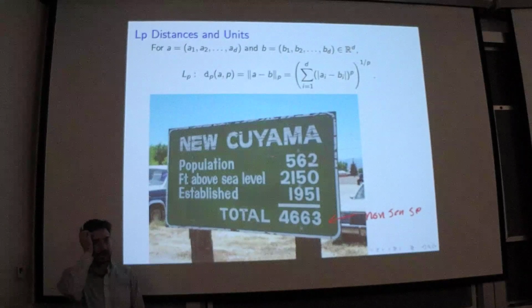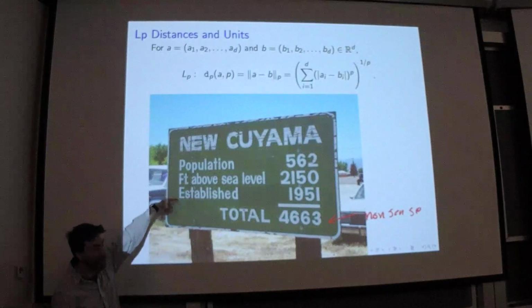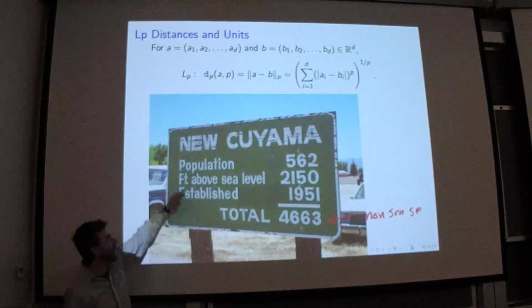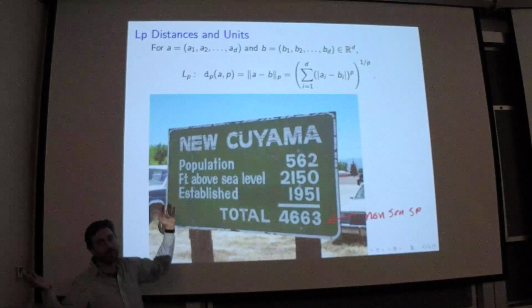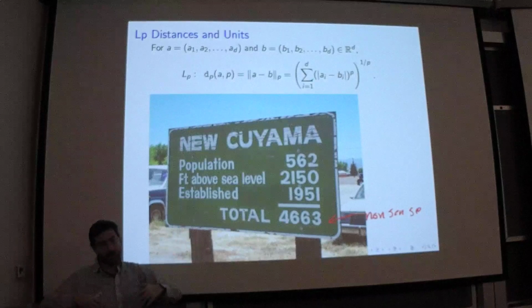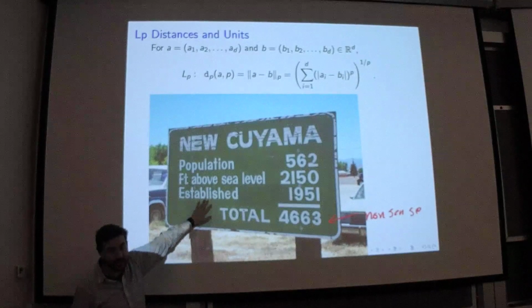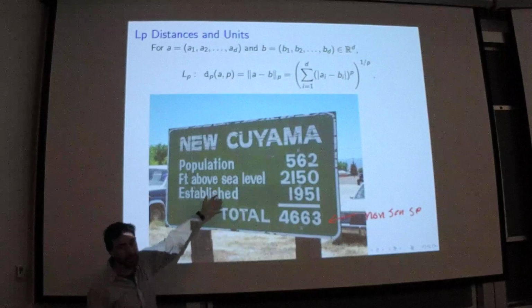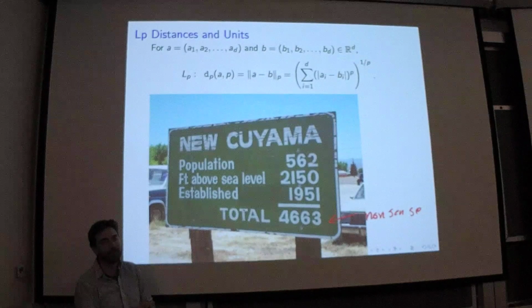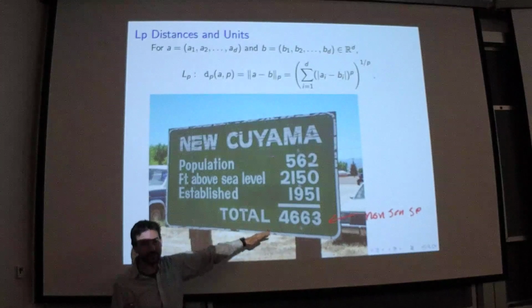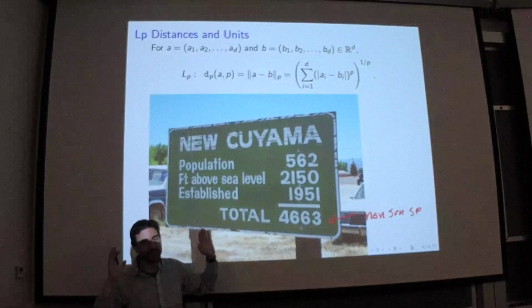If I have an LP distance where the different coordinates are measuring different things, like I have a bunch of cities and I keep track of information about them, population, feet above sea level, the date established, and I measure the L2 distance between them, the straight line distance in this coordinate space, I'm doing this. I'm taking the difference between the coordinates, the distance from some zero, effectively, and I'm adding those up. And this does not make any sense. So don't do this.